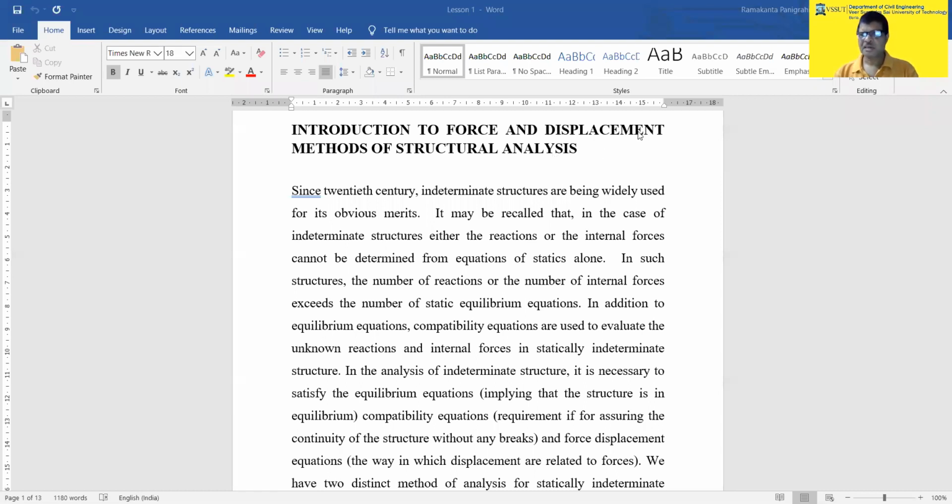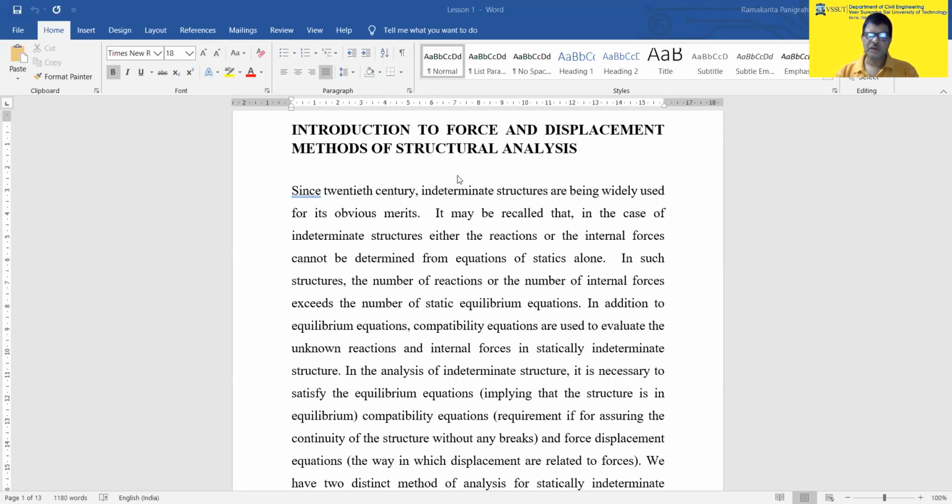These two methods include the slope deflection method, moment distribution method, Kani's method, flexibility matrix method, and stiffness matrix method. So it will cover nearly 2.5 modules based on these two methods, force and displacement methods of structural analysis.